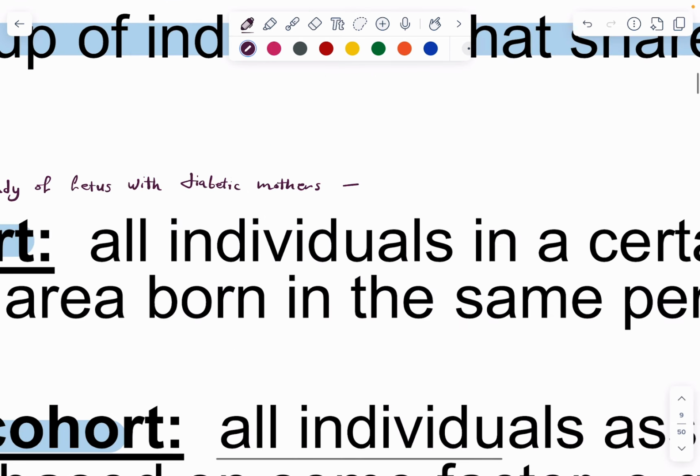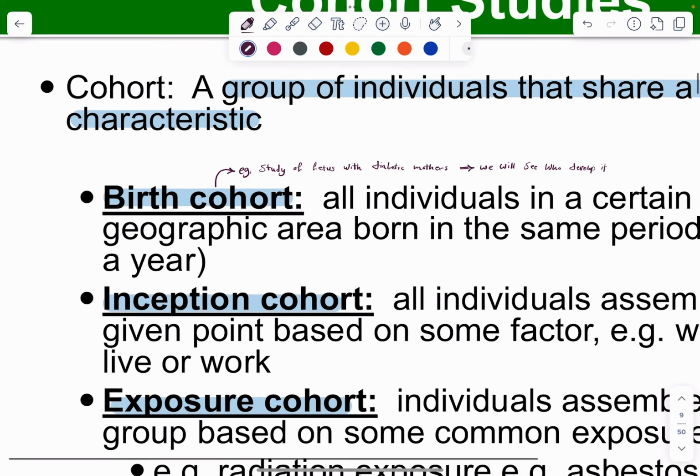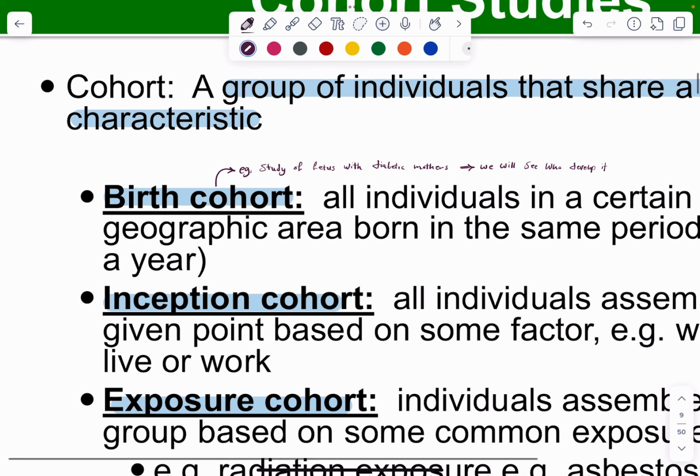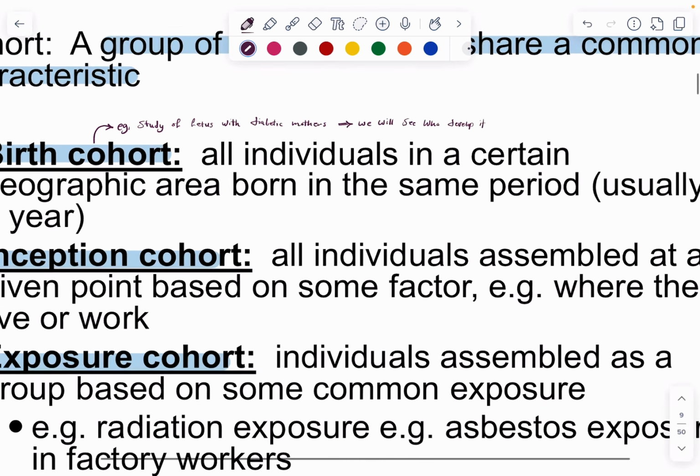Then we have the inception cohort. Inception, like I told you, they have something in common which they started with. Like for example, I gave you the example of diagnosis. So a diagnostic cohort would be the people who were diagnosed as having diabetes during the year 2025. So that would be a cohort, all the people who are diagnosed in the same year. Then we will follow them to see when they will develop the complications.